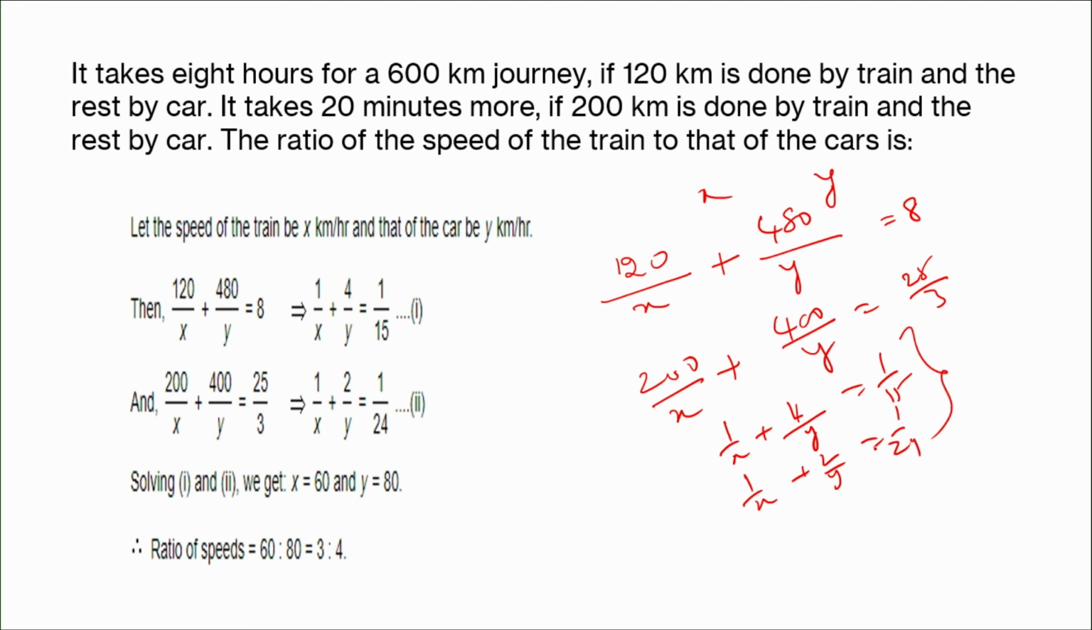By solving these two simple linear equations, you will get x is equal to 60 and y is equal to 80. So, the ratio of these speeds is 60:80, that is 3:4. We have n number of questions in the area of time, speed and distance. Practice them and definitely you can answer all the questions. I hope you understand this concept. So, definitely write answers well in the examination and score maximum marks.